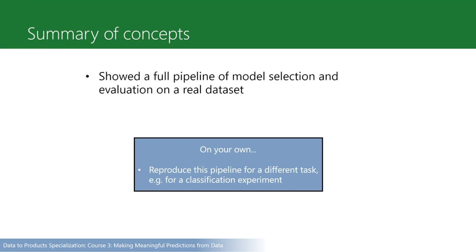Okay, so that's about it. Hopefully this brings things into much clearer view. So all we did here was show a full pipeline of model selection and evaluation on a real data set. So I would suggest on your own, trying to reproduce this pipeline for a different task, possibly for a classification versus a regression experiment.